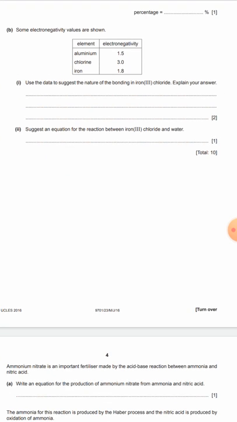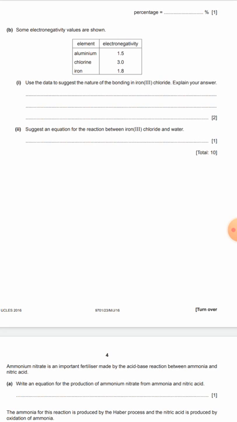Some electronegativity values are shown. Use the data to suggest the nature of the bonding in iron(III) chloride. Explain your answer. Now you know that while we were studying bonding, I told you that if the electronegativity difference is between 0 and 1.9, then the type of bonding between the atoms will be covalent, and if the difference is greater than 2, then it would be ionic bonding.